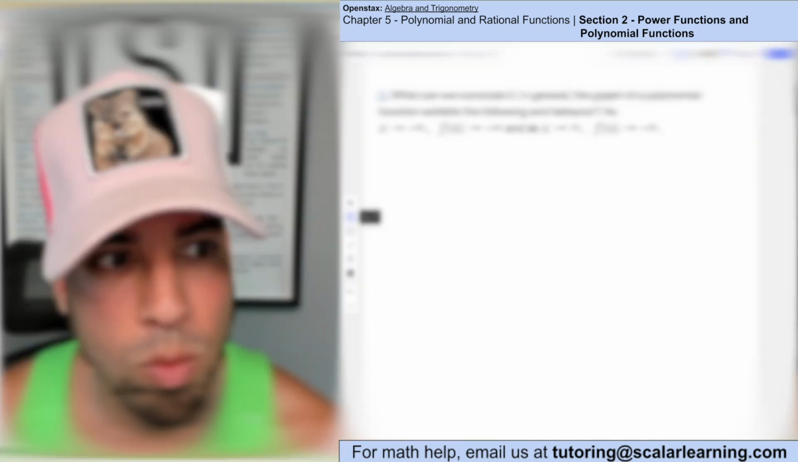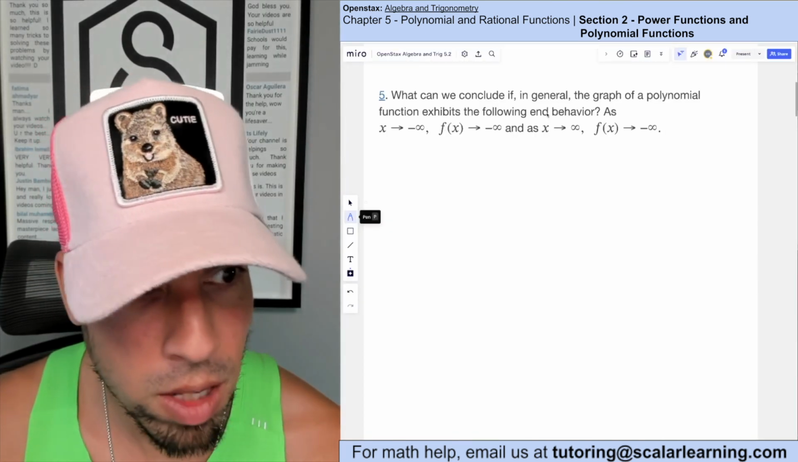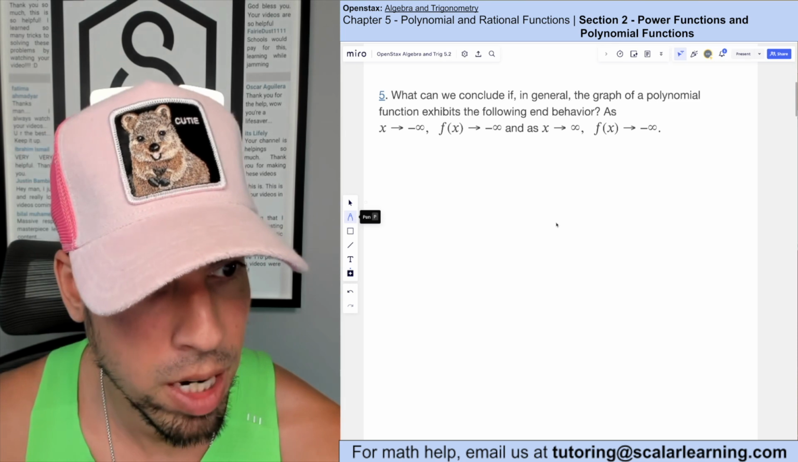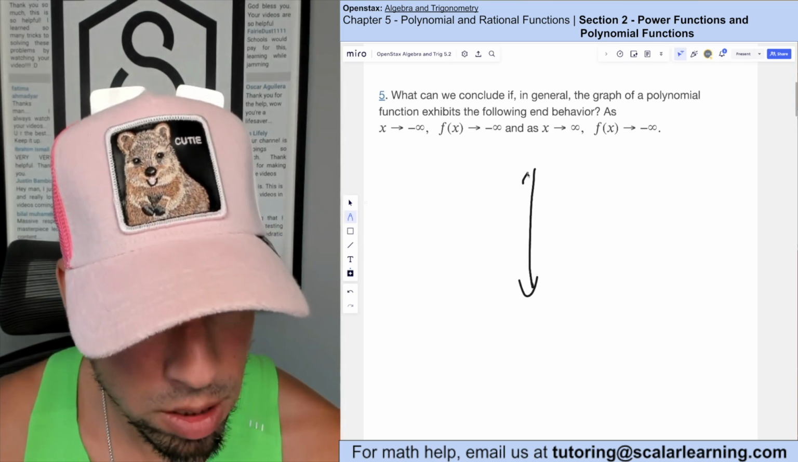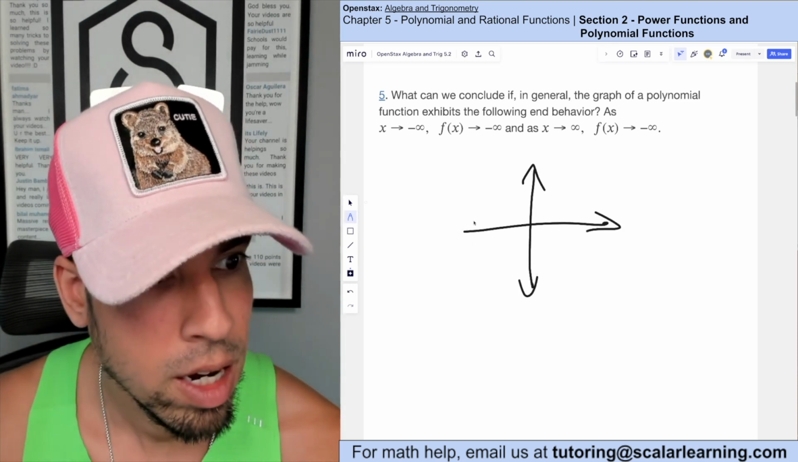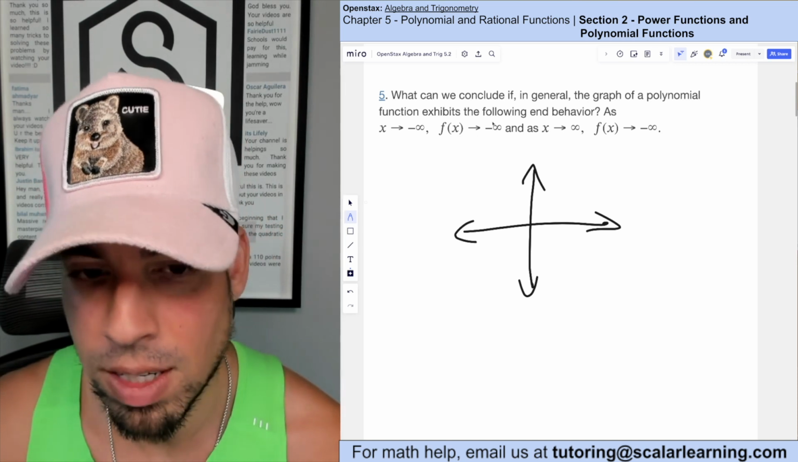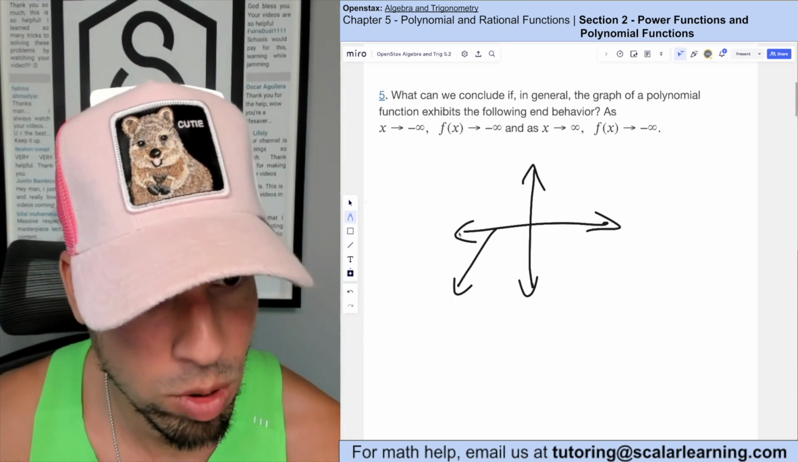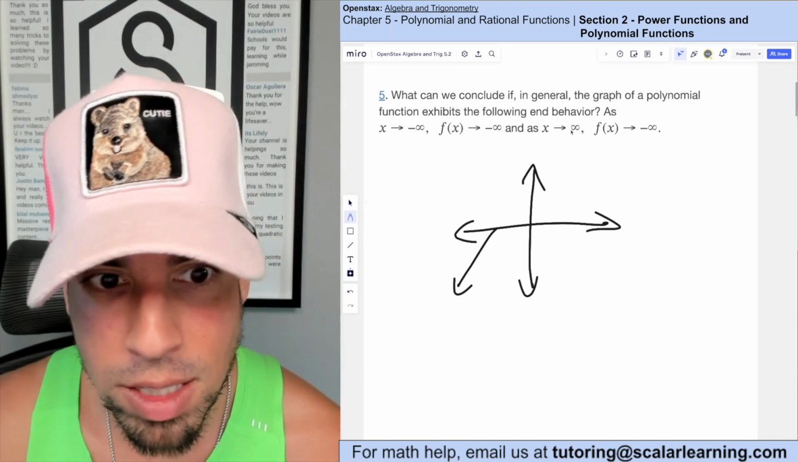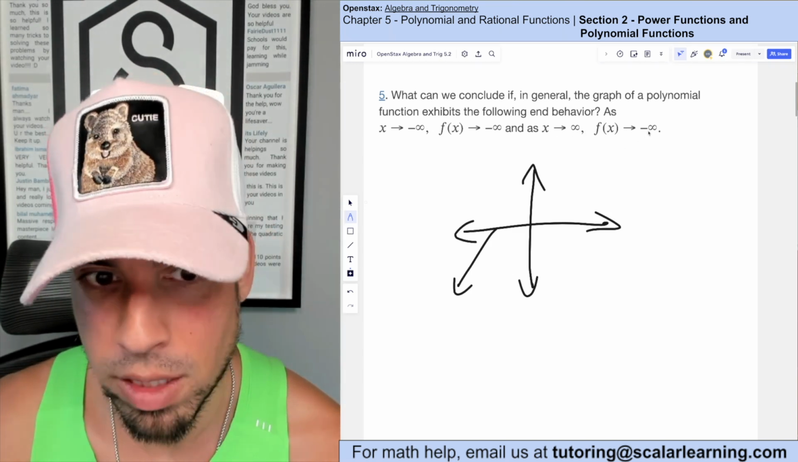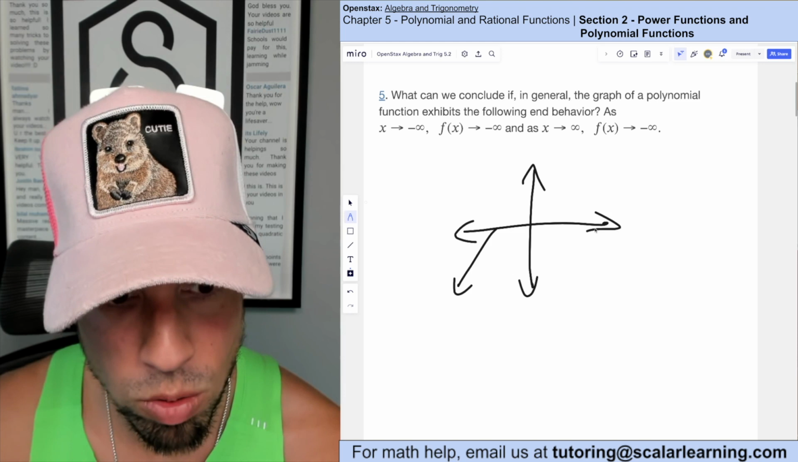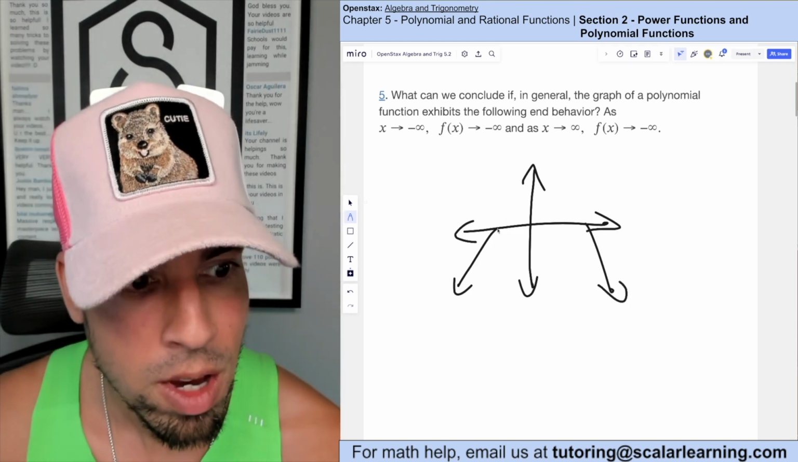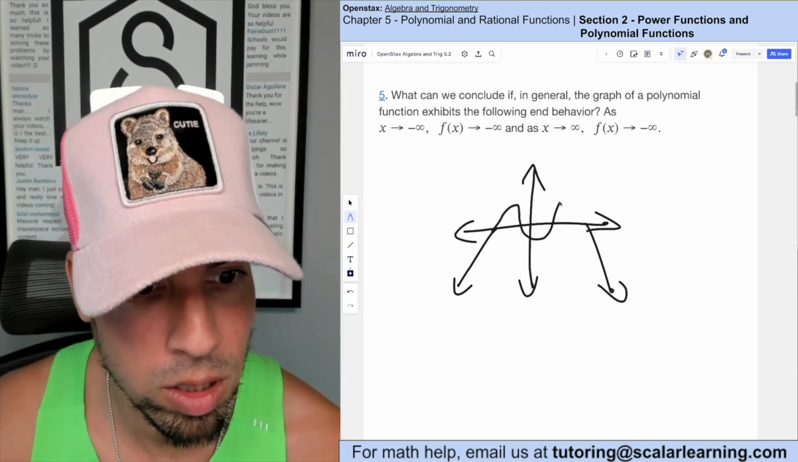Boom, done. What can we conclude if in general the graph of a polynomial function exhibits the following end behavior? So I'm going to kind of draw this out as I'm reading it. So it's saying as x approaches negative infinity, the function approaches negative infinity, which means we're kind of going like that as we go to the left. As x approaches positive infinity, we're also going to negative infinity for the function. So as we go to the right, it's also going down. And then whatever happens in the middle, it doesn't really matter.